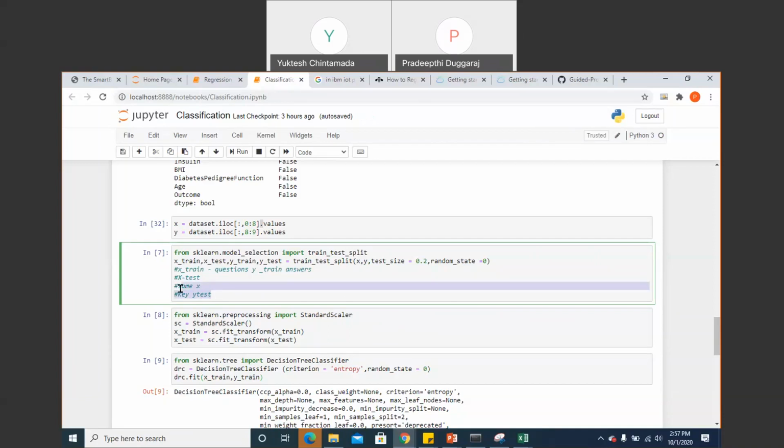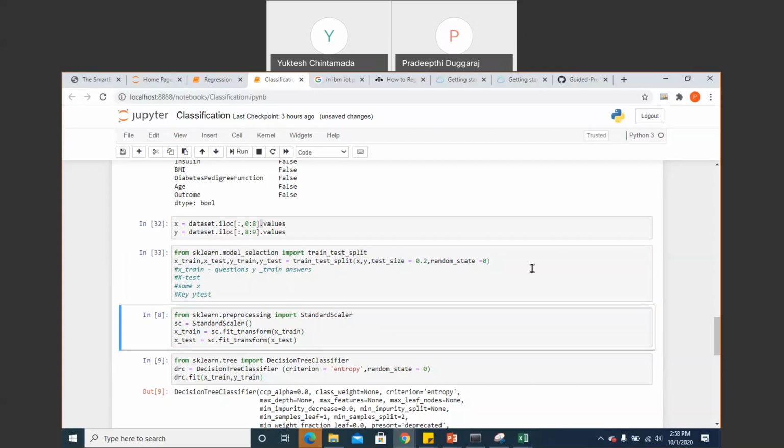So for every model, you have to split this X, Y into 80% and 20%. Train should always contain 80% of data. Test should always contain 20% of data. Suppose I have 1000 rows. In that, 800 will be considered as train data set. 800 rows will be considered as train rows. 200 rows will be considered as test rows. So random state equal to 0 is nothing but randomly I am splitting the data set into 80% and 20%. Now the data is being split.